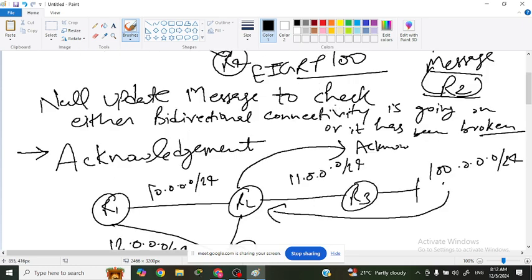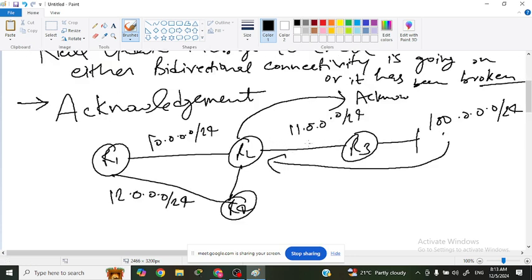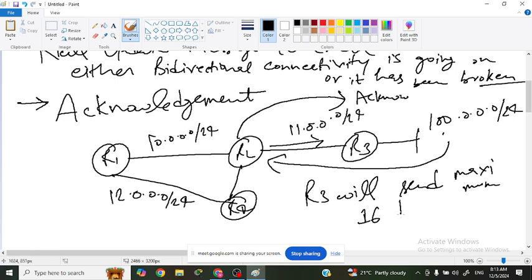So let's suppose R3 sends a partial update message to R2, but R2 is not acknowledging, or the acknowledgement is dropped between R2 and R3. So what will R3 do? R3 will send this partial update to R2 a maximum of 16 times. And after sending it 16 times, if R3 does not get any acknowledgement message from R2, it will send a null update message to check whether the bidirectional connectivity is going on or has been broken.